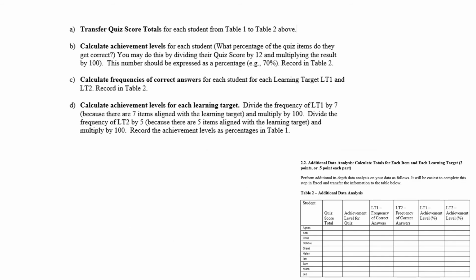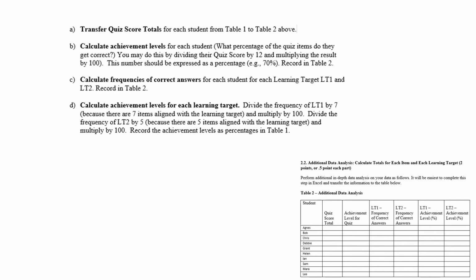So let's see what the additional calculations are that you're supposed to put in table 2. The first thing is you'll notice if you look at the bottom right, there's a column called quiz score total. You've already calculated this. It's that final column on table 1, the overall score that each student got on the quiz. Simply transfer that last column into table 2 as quiz score total.